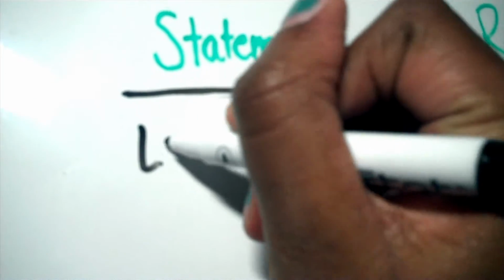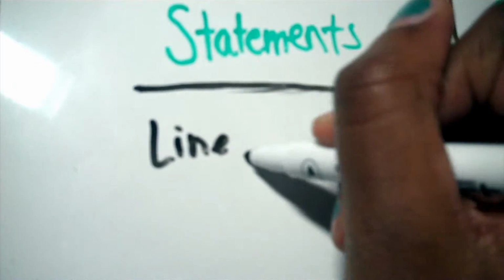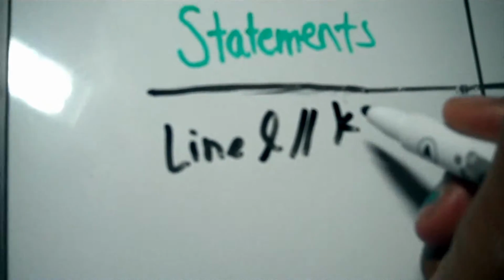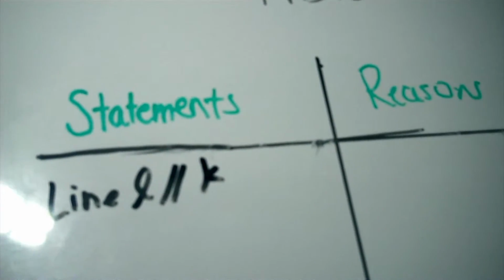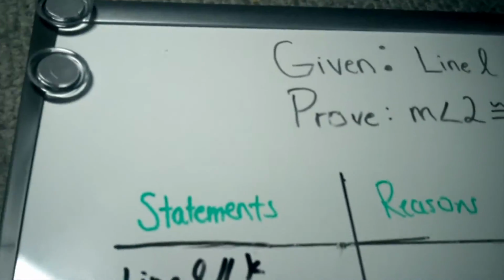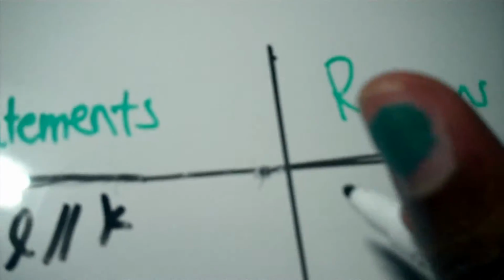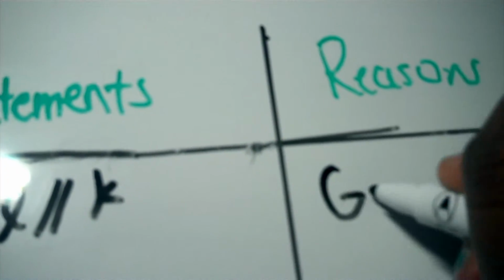So, I'm just going to write that down quickly. Line L is parallel to line K. And a piece of advice, try to use the cursive L, because when you use just the regular L, it looks like a 1, so you might get confused. And the reason for this is because it is given.